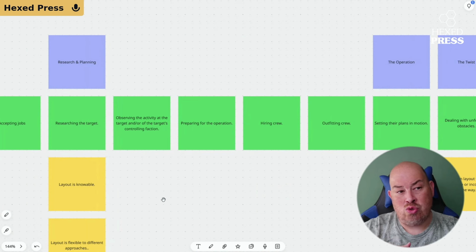Then we get on to the preparation. We've got all this data in. Now we're going to figure out our plan. We need to hire a crew. Do we hire them, yes or no? Do we need to outfit them with any kind of special gear, or just whatever gear we feel is necessary? That's all player side of stuff.